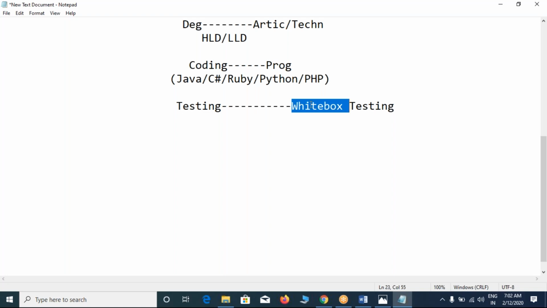Why is the programmer conducting testing? One small example, guys. As a student, if you write any exam in the examination hall, after completing the exam, before giving the answer paper to the invigilator, what will you do? Yes, you will cross-check whether your answers are correct or not. Once you cross-check, then you give it to the invigilator. Same for the developer. Once coding is completed, before giving to the testing engineer, the programmer testing the coding part to confirm correctness is called white box testing.